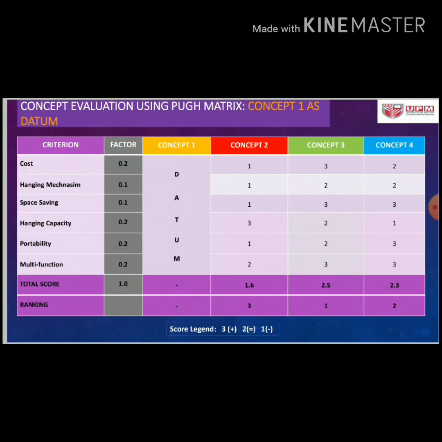The best part of using the Pugh matrix is that it allows a normal user to come up with a straightforward answer, because it doesn't contain any sophisticated or complicated calculations. In this case, concept 3 scores 2.5, followed by concept 4 with 2.3, and then concept 2 with 1.6.